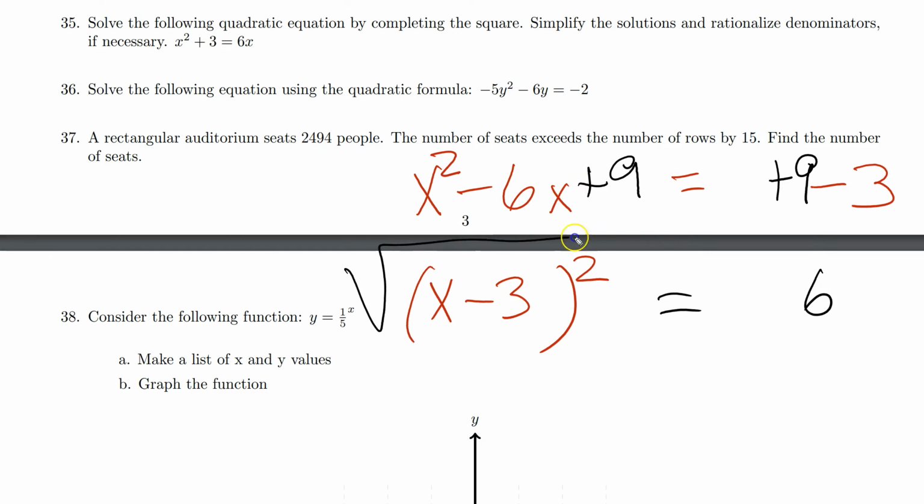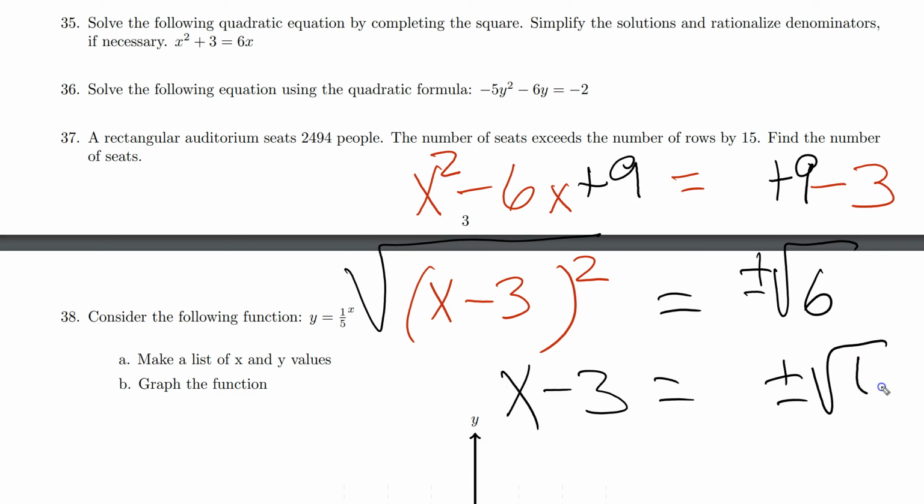Now I'll take the square root of this side, plus or minus the square root of that side. So I get x minus 3 equals plus or minus the square root of 6. Transpose that, and I get a positive 3. And now I can erase that, and that's my answers. So they gave you a rather easy one to work here. The thing is, put it in standard form.